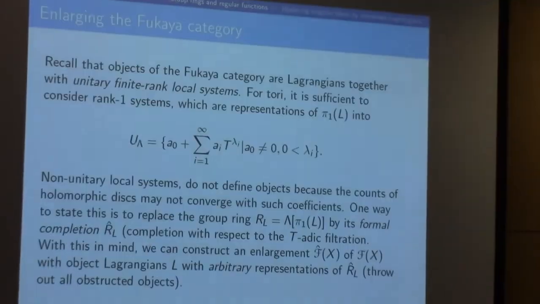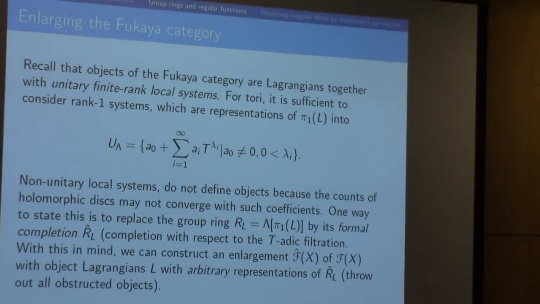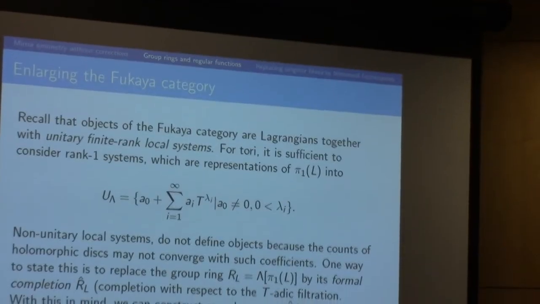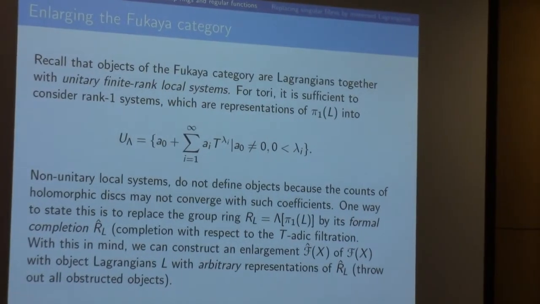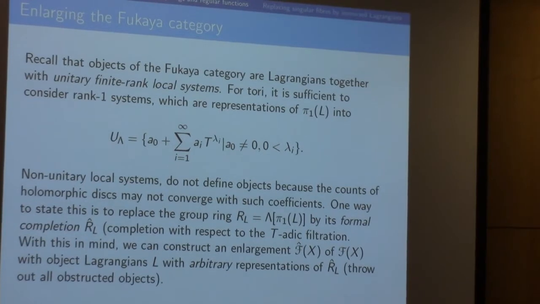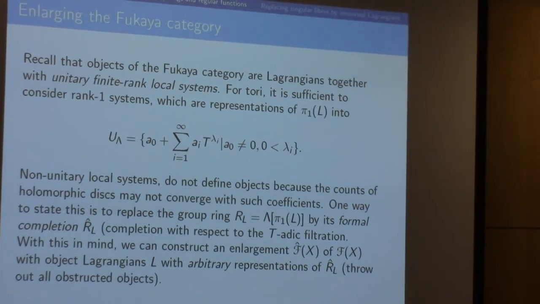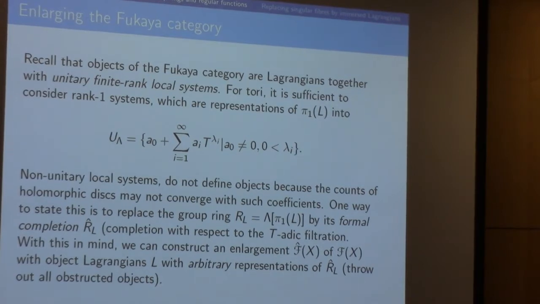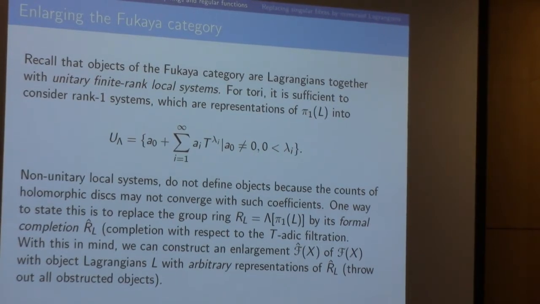Okay, so now second part of the talk. What kind of Floer theory should we do to handle this non-commutative story? So I have to remind you that the objects of the Fukaya category are Lagrangians with unitary local systems. So that means representations, I mean, for the complex numbers, it's just S1-valued representation of the fundamental group.